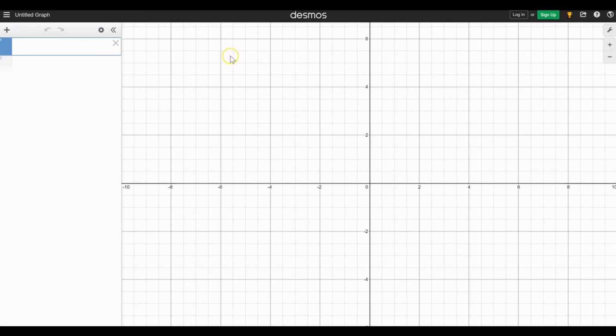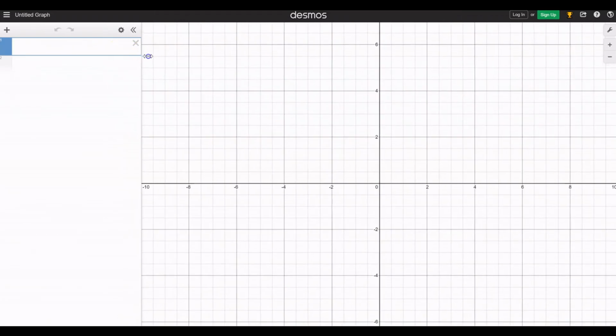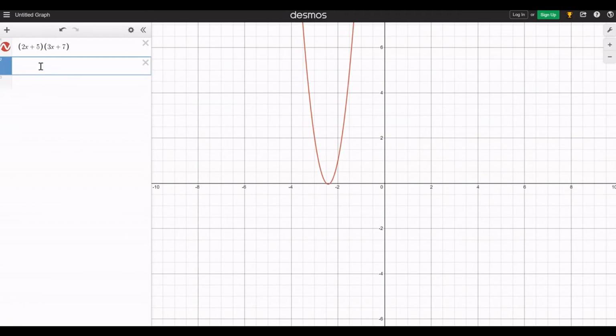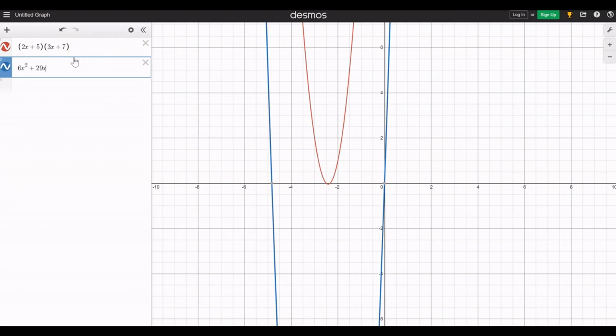Okay, so I've got Desmos pulled up on my web browser here, and let's just start entering what I have. I had 2x plus 5 and 3x plus 7 as my factored form, and hopefully the next blue graph that shows up is just going to show up right over top of that to make sure that I'm right. So was it 6x squared plus 29x plus 35? Okay, yeah, so right on top, that's good. So I know my standard form is correct.